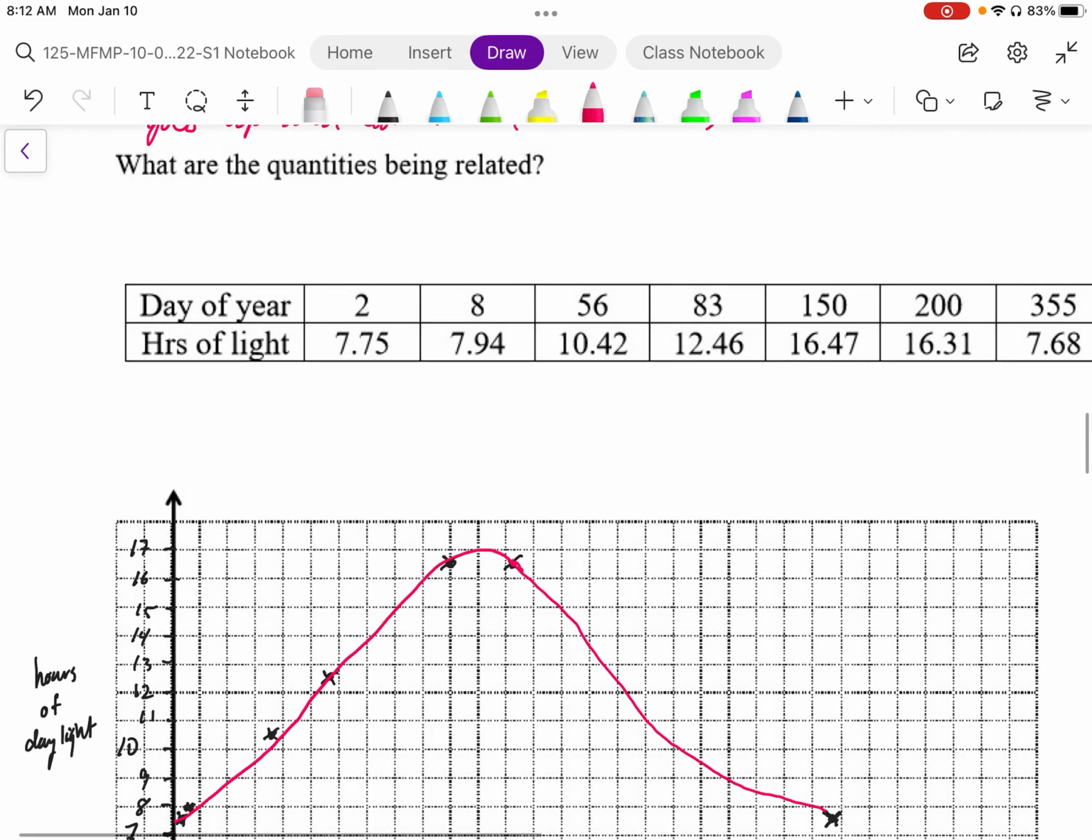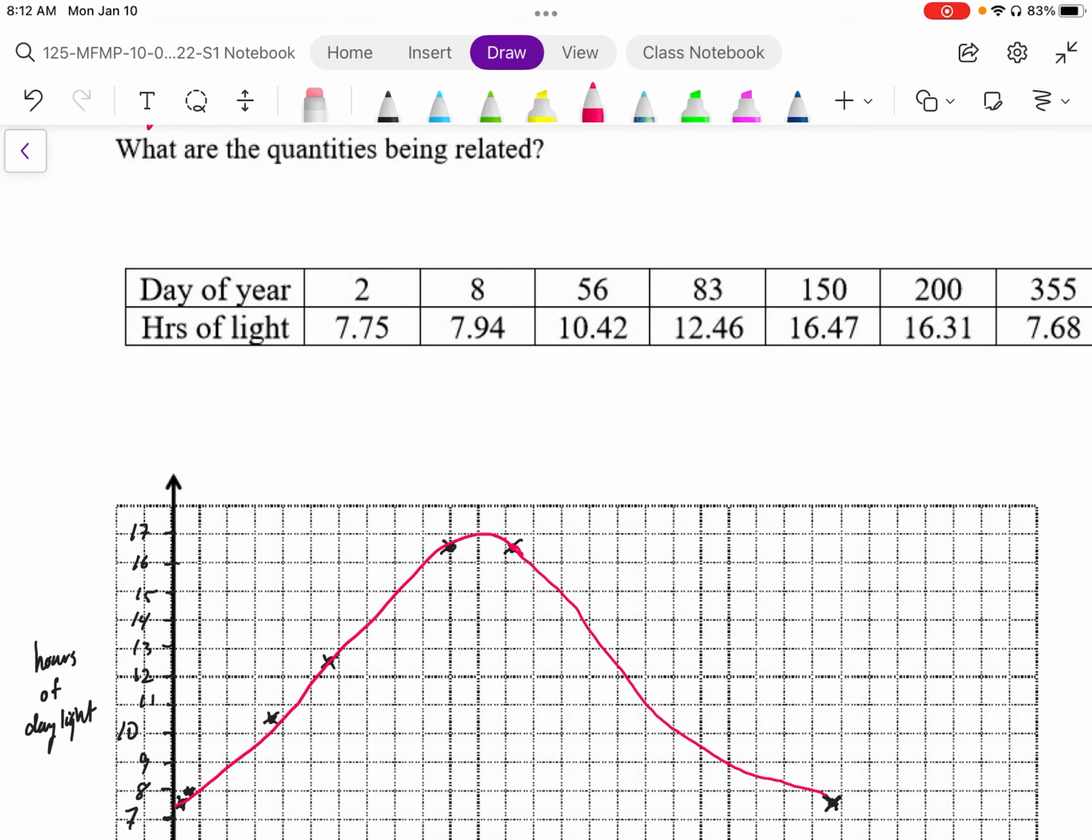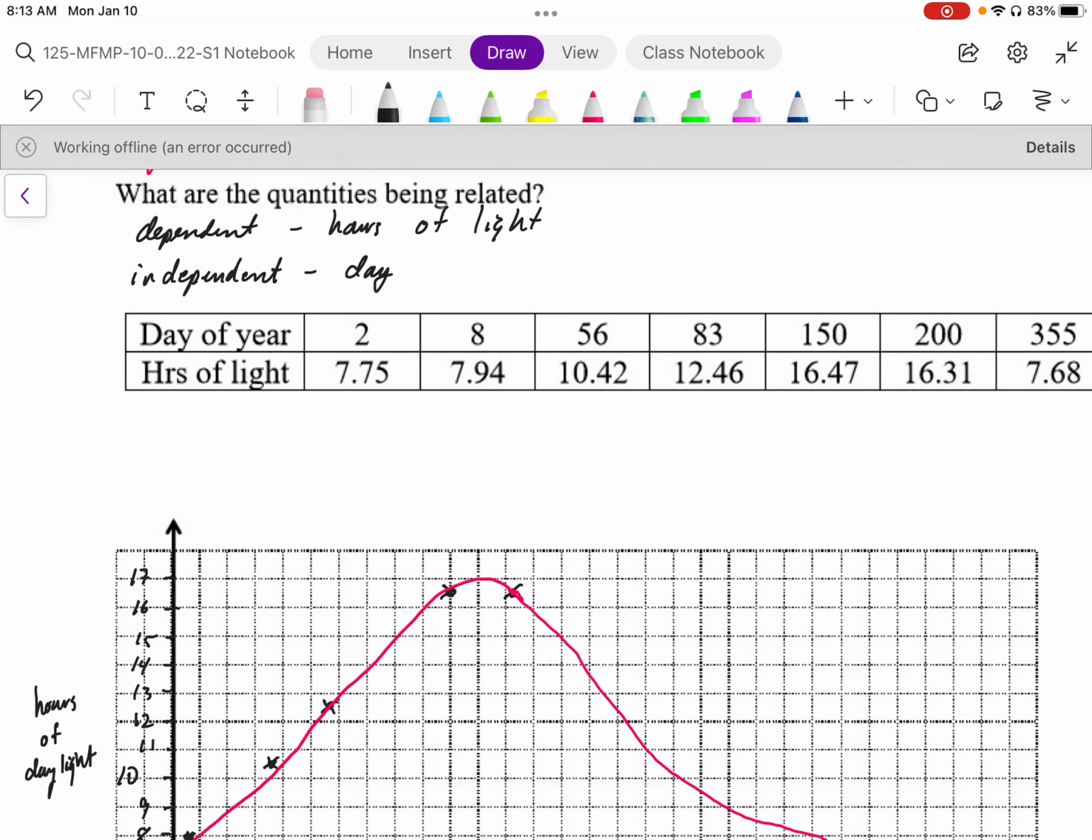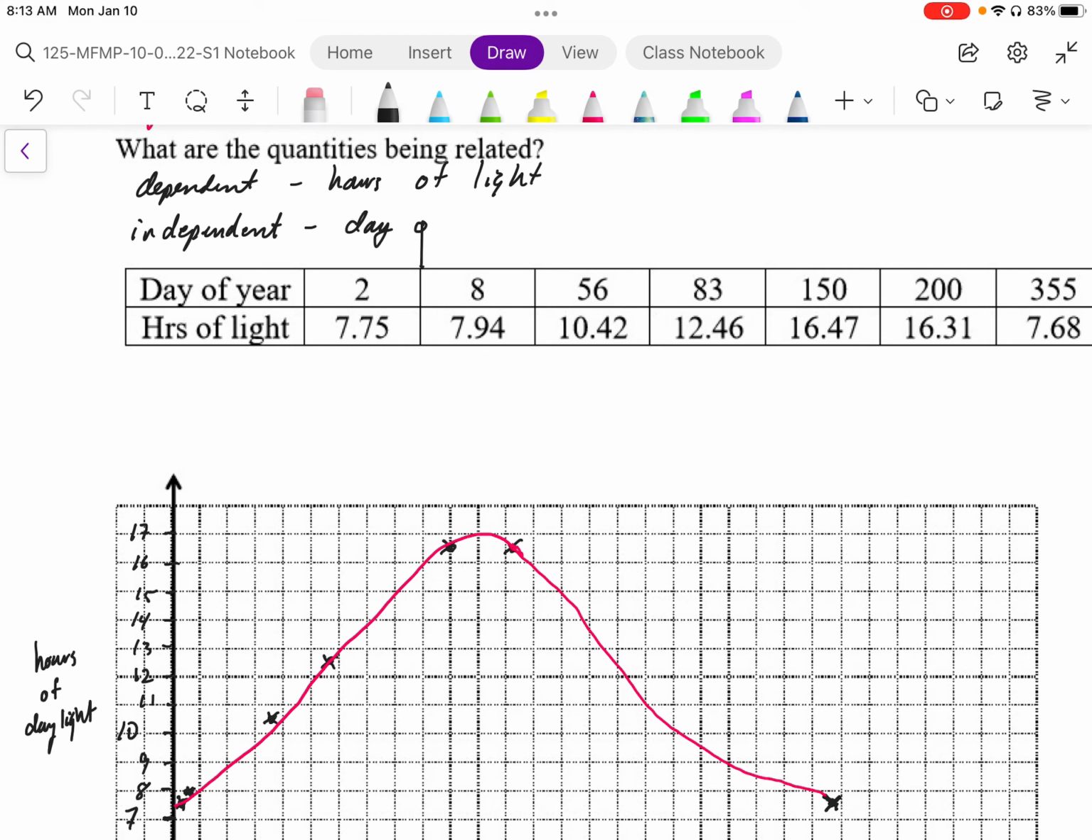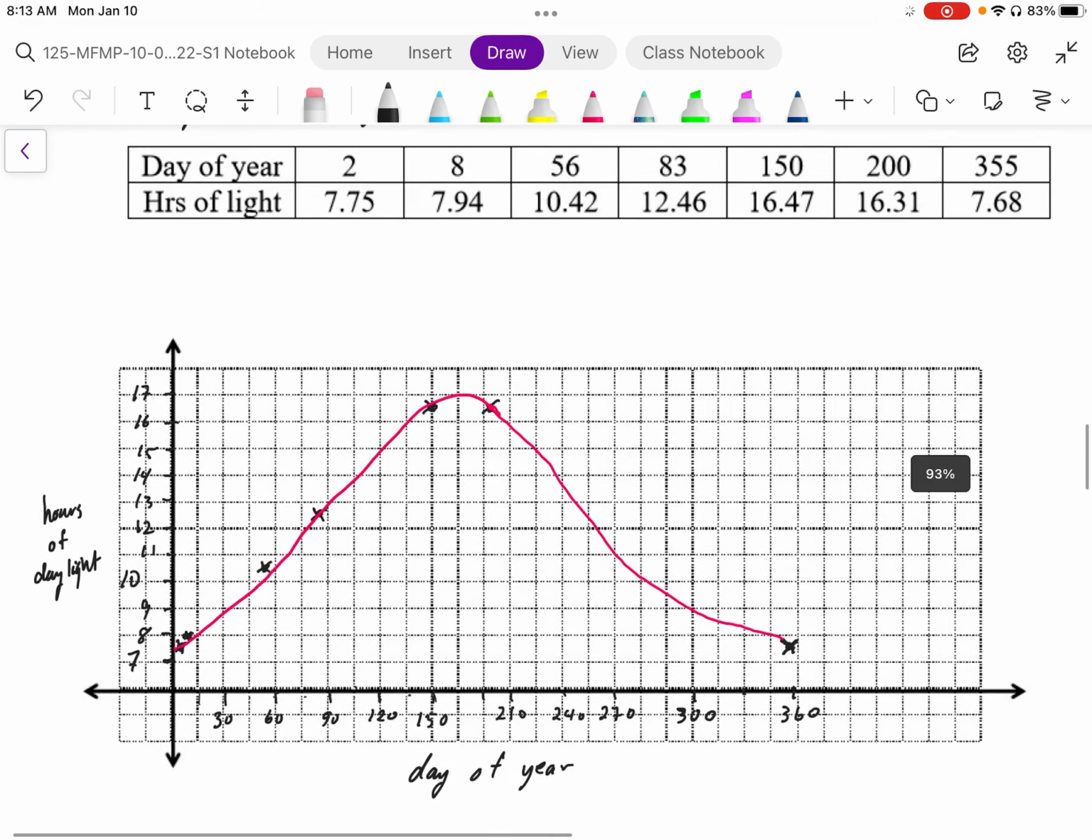The quantities being related in this case are the hours of light, which is our dependent variable, and the independent variable is the day of the year. So given the day of the year, we can determine how many hours of daylight that day has. So there's our graph.